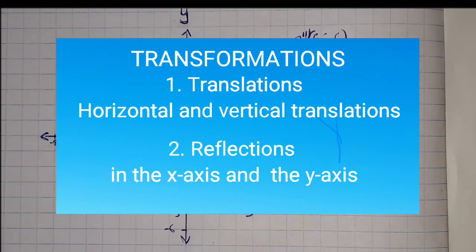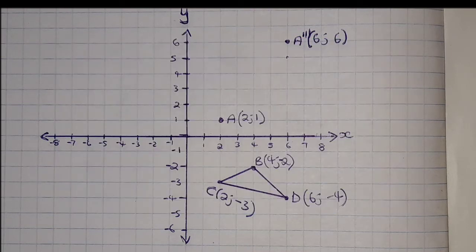If an image is translated, sometimes it's translated horizontally and then vertically. We want to look at that. And the second one that we are going to look at is reflection. In reflection, we've got two issues. The first one is a reflection in the x-axis, and then reflection in the y-axis. I think I'm going to start with a reflection in the y-axis. So for this first video, we are looking at translations, and then after translations, the second video is going to be for reflections.